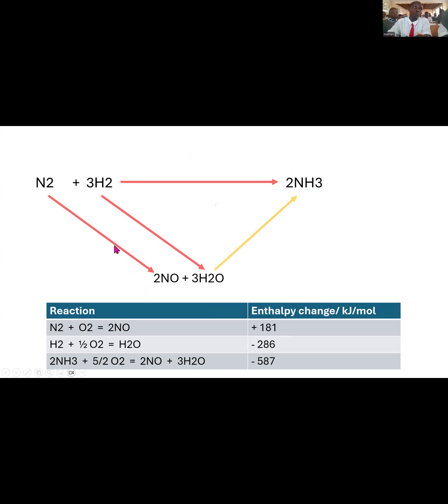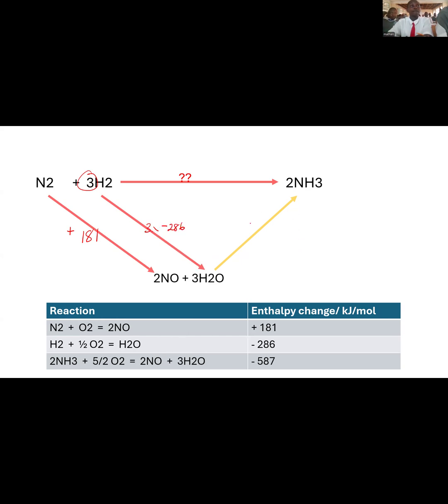So I know this one over here is 181. I'll just go back. I'll just label these for you. So I know this number, this one here is from the first equation. It tells me this is 181 and it's positive. The second one is for hydrogen making water. That's negative 286. But I need, because I've got 3 of them, I need 3 of those.